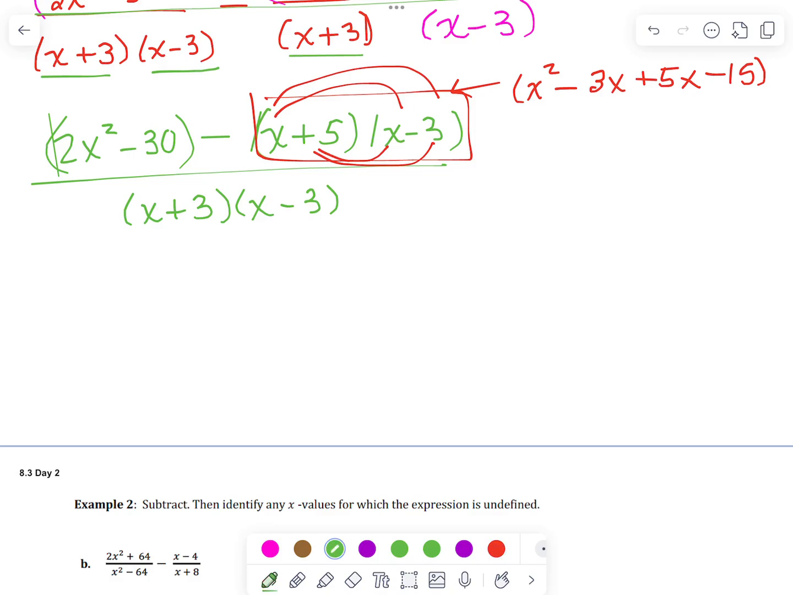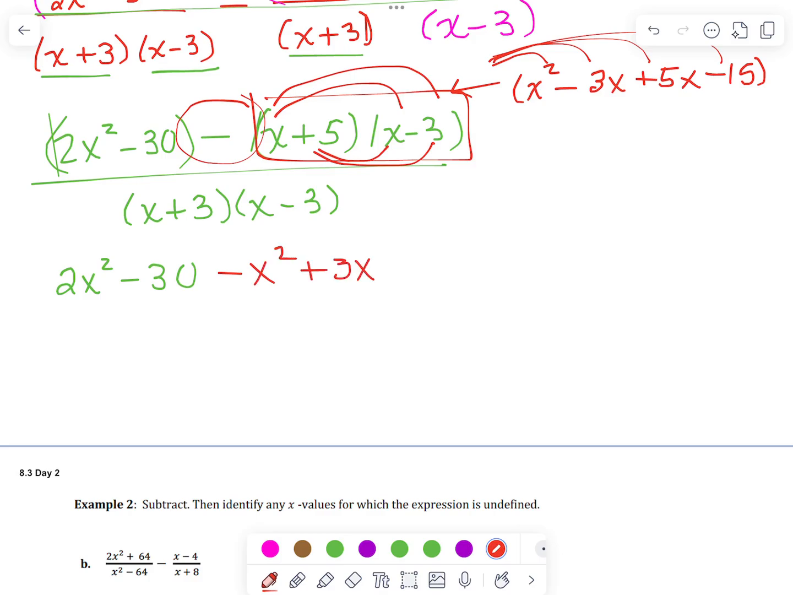So now we can go ahead and simplify. So 2x squared minus 30. And now we have to distribute this negative into all of these terms. We have to change all those signs. So that becomes a minus x squared, a positive 3x, a negative 5x, and then a positive 15. And then all over x plus 3, x minus 3.